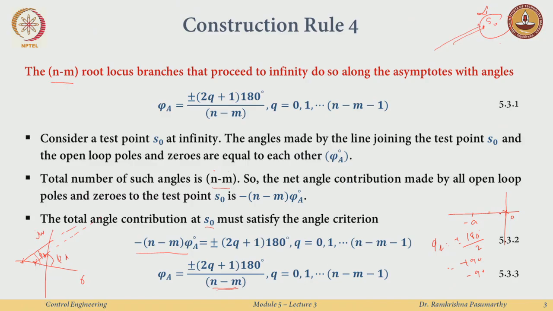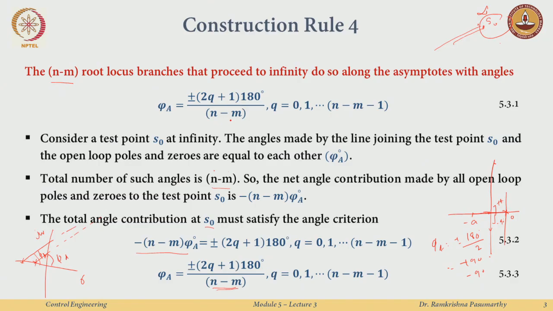So this pole starts here and goes to infinity at an angle plus 90, and the other one starts from here and goes at an angle minus 90. So that is what this tells us, that the n minus m branches, 2 in this case, that proceed to infinity, do so along asymptotes with angles which depend on the number n minus m. If there are more of these, the angle will change accordingly.